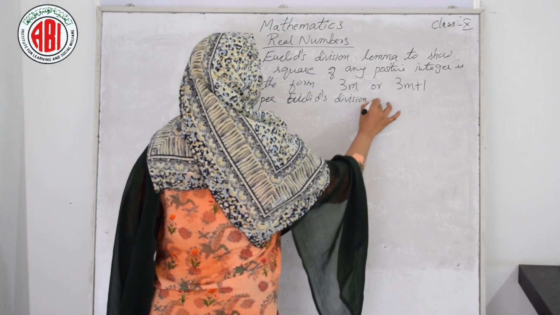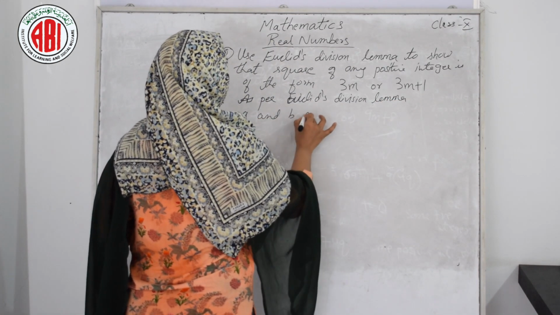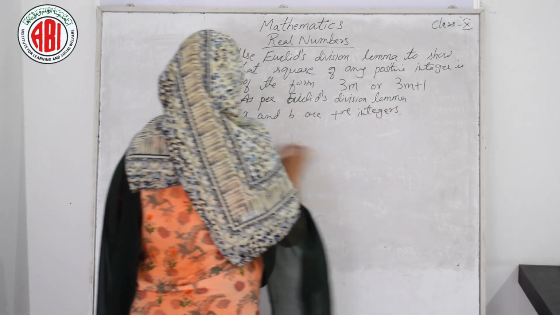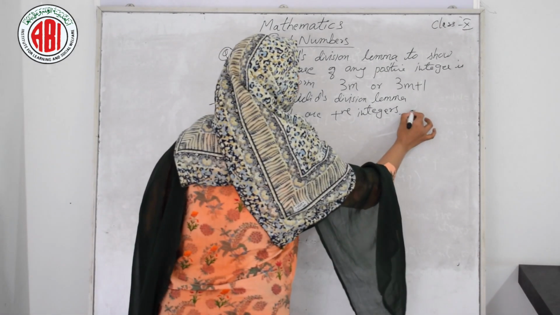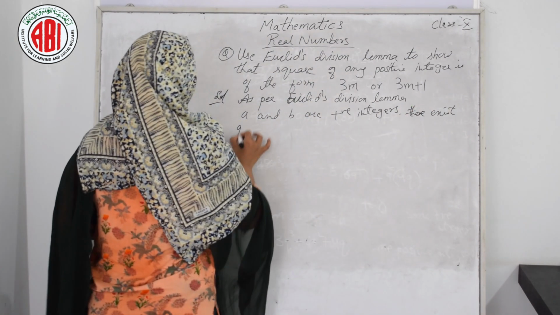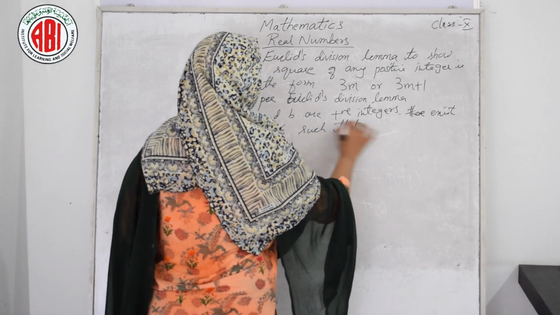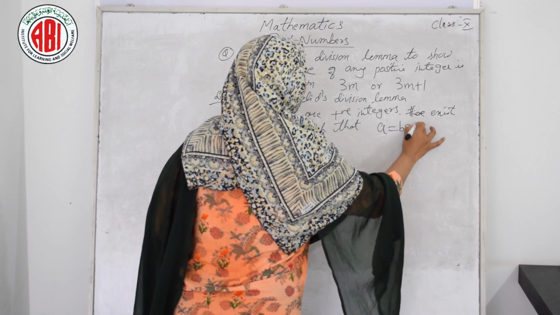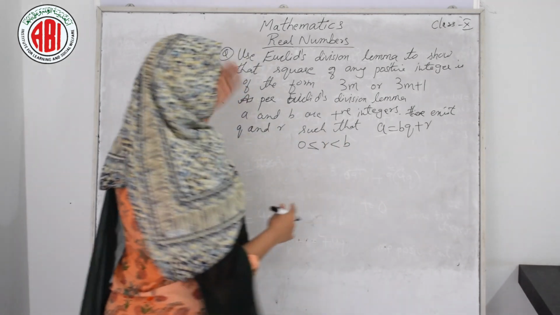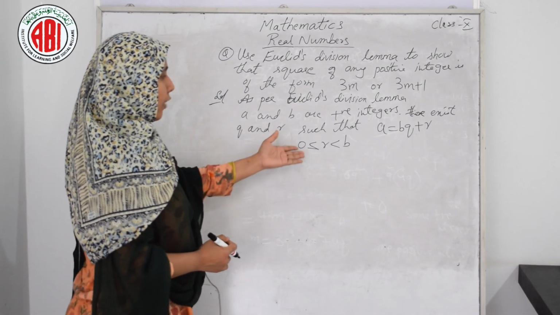As per Euclid's division lemma, a and b are positive integers. There exist q and r such that a is equal to bq plus r, for 0 less than or equal to r less than b. Whenever you get questions in this form, always you have to start from this. You have to write this in all the problems.